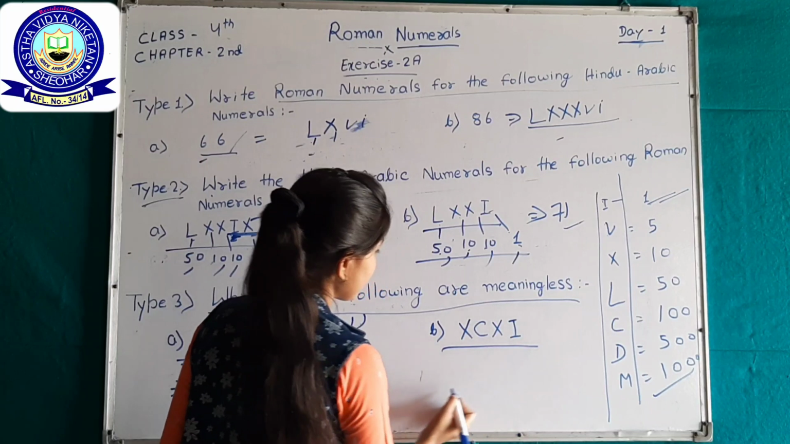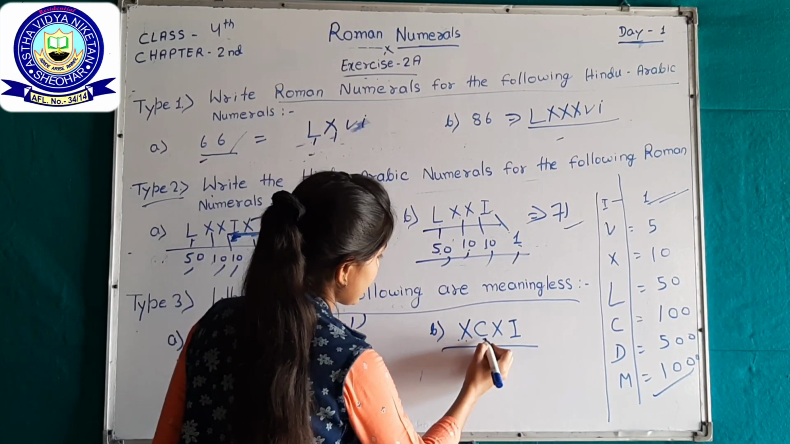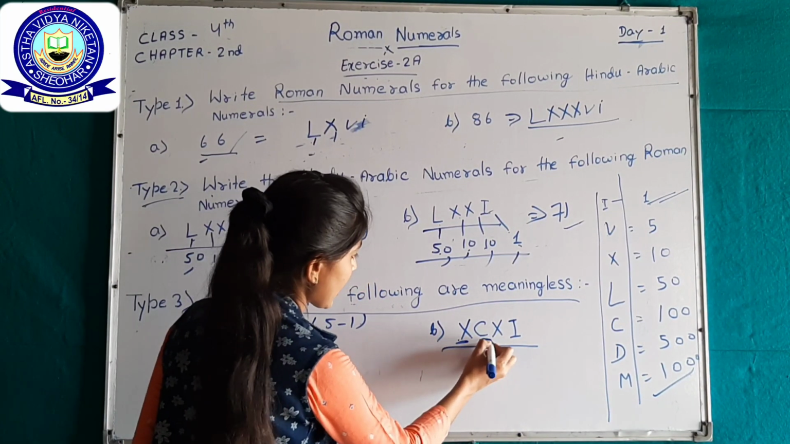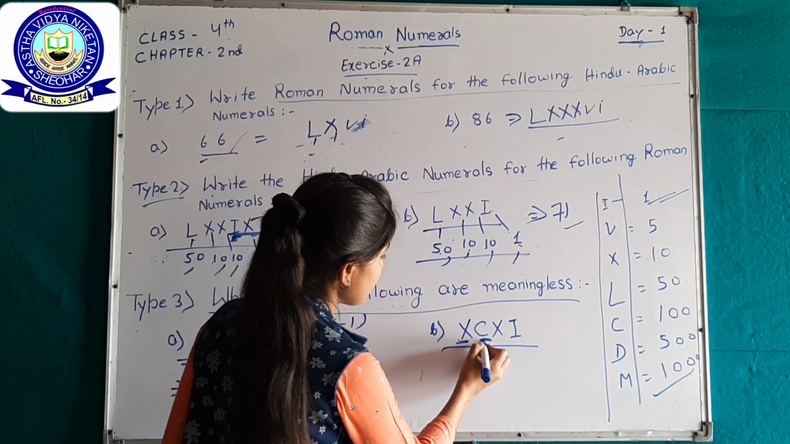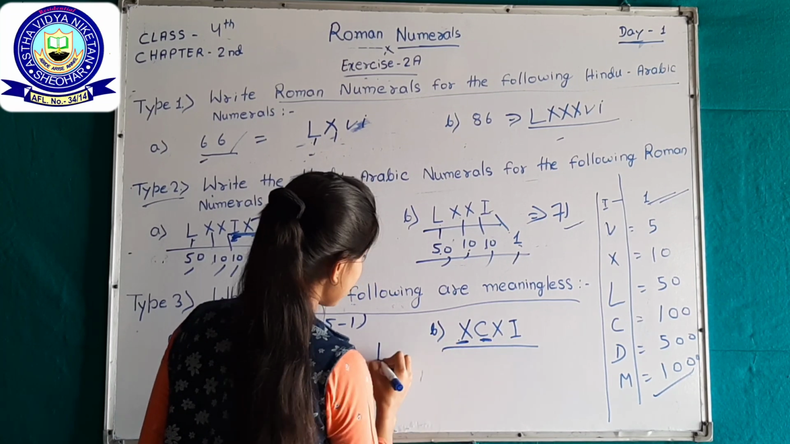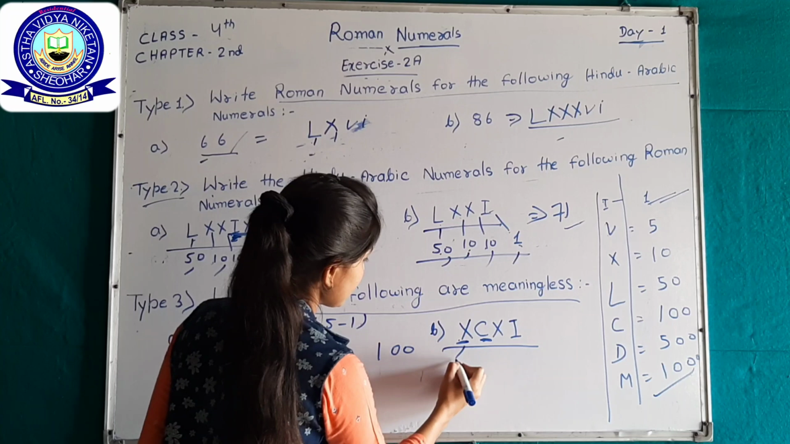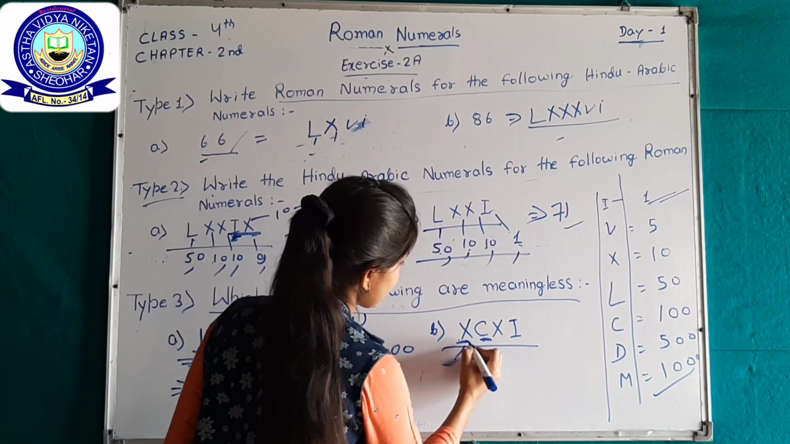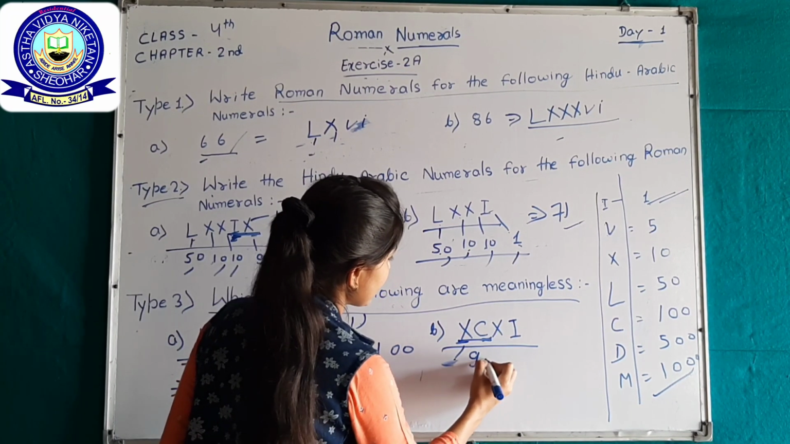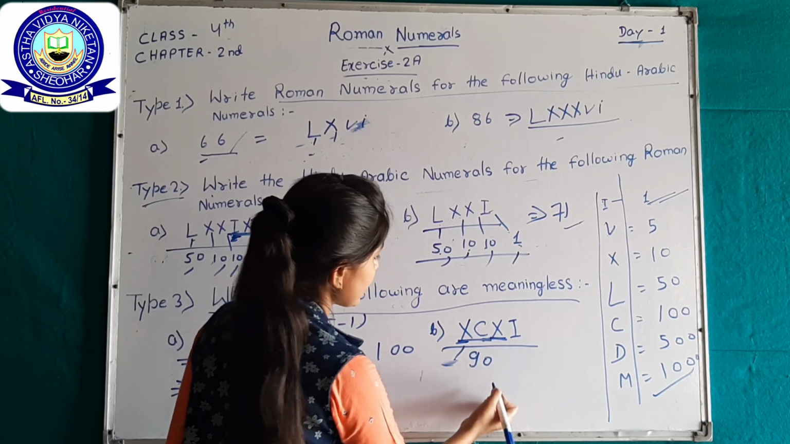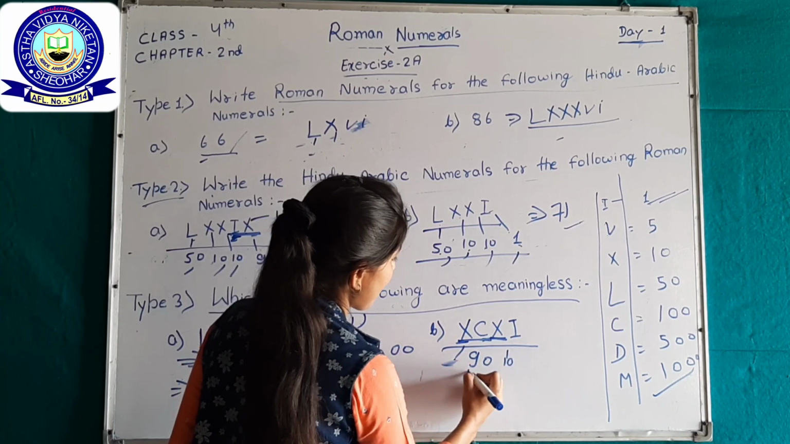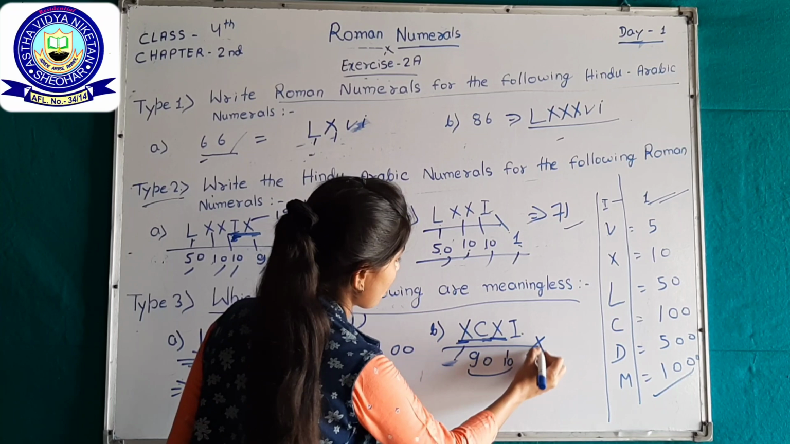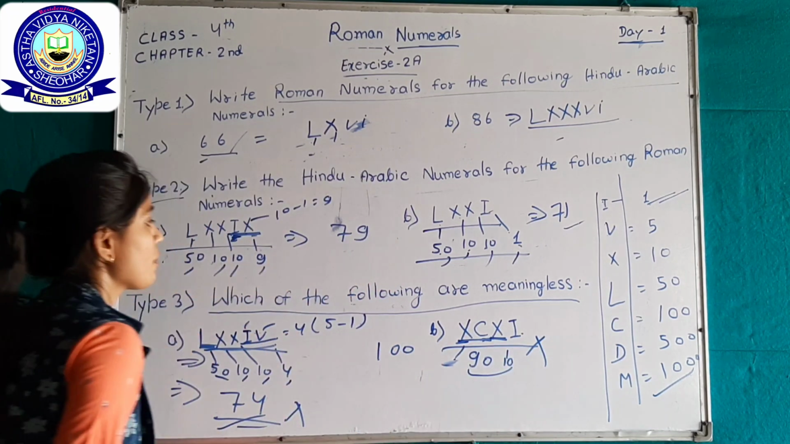And here is the second example. This X appears before the largest symbol, which means it will be subtracted. C means 100 and X means 10. So XC is equal to 90. And here X means 10 and C means 100, which is wrong. This is a meaningless Roman numeral.